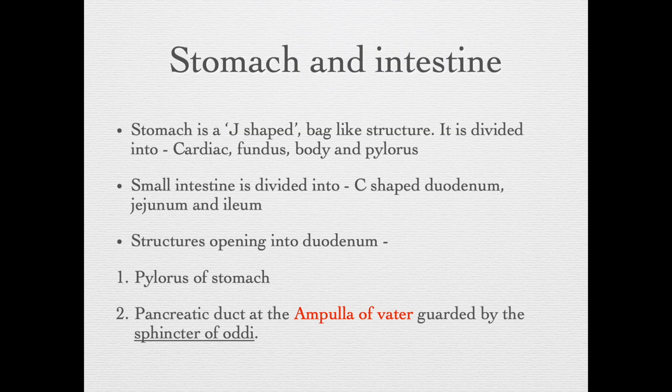So let's very quickly review these points. The stomach is a J-shaped bag-like structure. It is divided into cardiac, fundus, body, and pylorus. Moving on, the small intestine is divided into a C-shaped duodenum, a jejunum, and an ileum. Structures which open into the duodenum are: the first one is the pylorus of the stomach. Second is the pancreatic duct, which opens at the ampulla of Vater. This ampulla of Vater is guarded by the sphincter of Oddi.